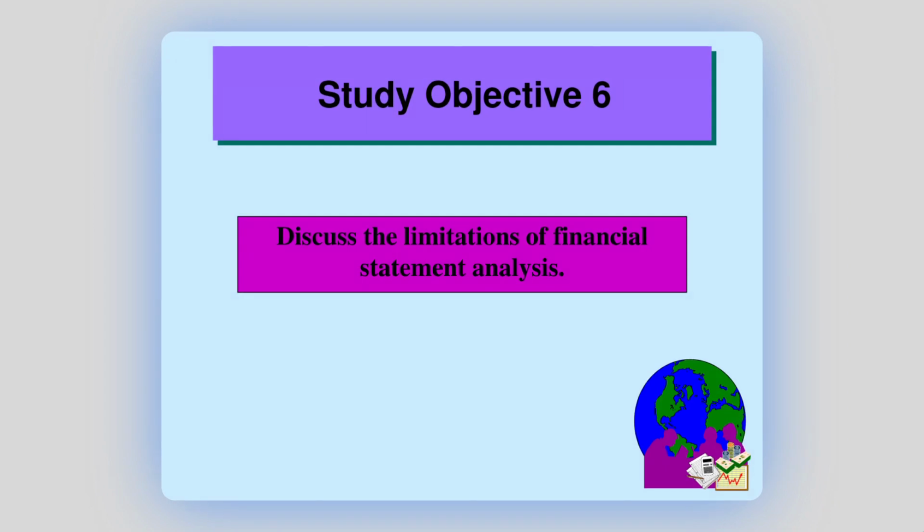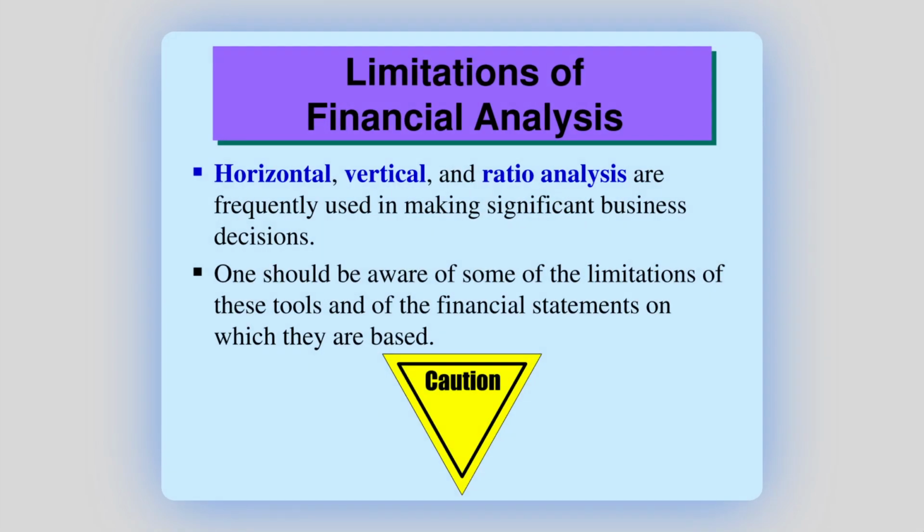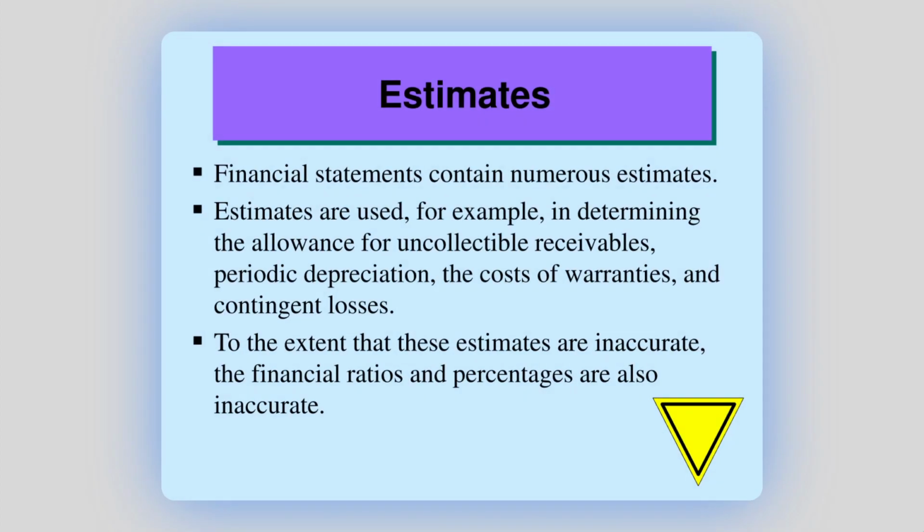Last slide or last topic is all about ano ba yung mga limitations ng ating FS analysis. So limitations of your FS horizontal, your vertical, and ratio analysis are frequently used in making significant business decisions. One should be aware of some limitations. Horizontal man yan, vertical man yan, or ratio analysis man yan. So, we should be aware. So, ano yung mga usual?